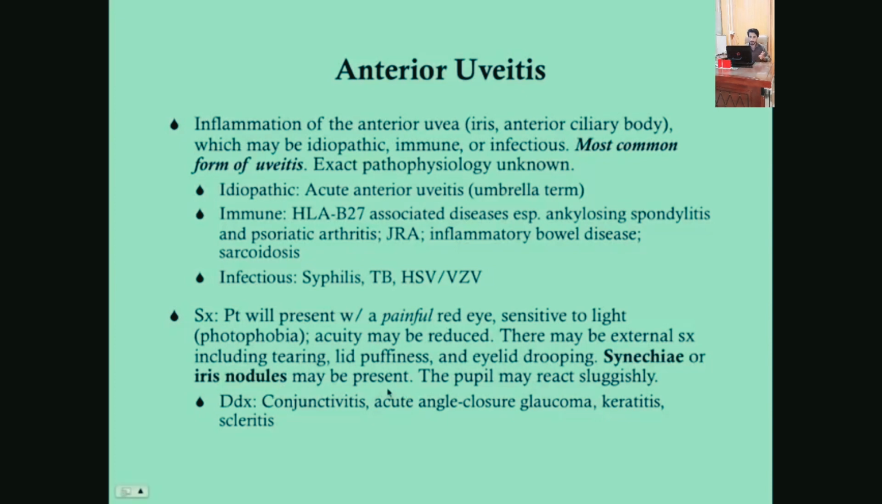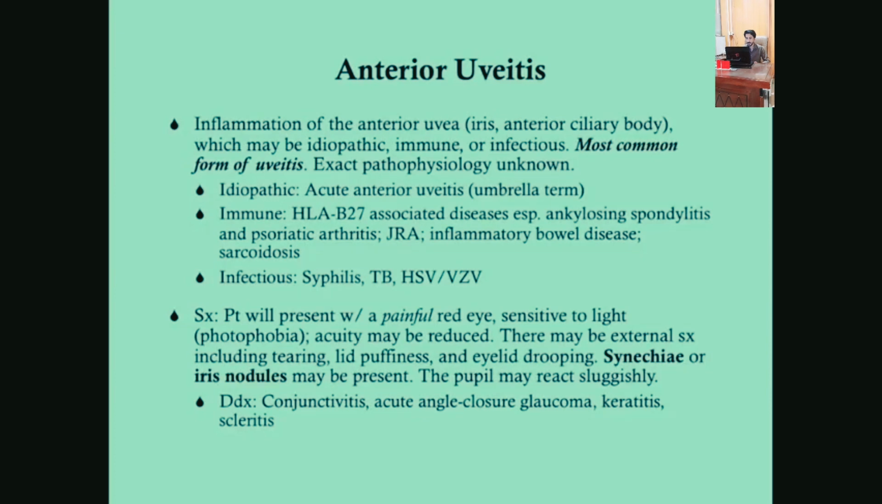Also, the pupil can react sluggishly, and that makes sense because you have inflammation in that area along the iris. The iris is responsible for changing the pupil size, and so the pupil can react sluggishly. The differential here, as mentioned, includes conjunctivitis. That tends to be more of an irritated red eye, not so much painful.